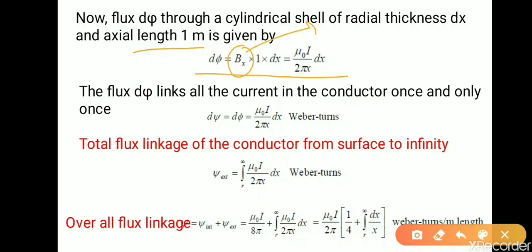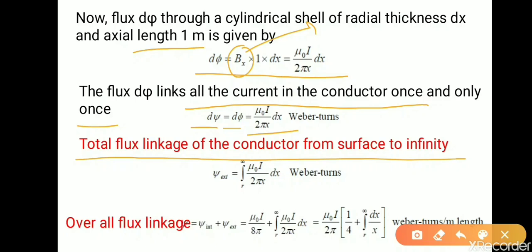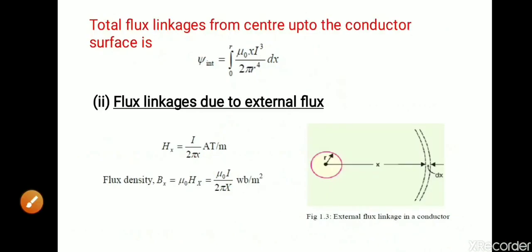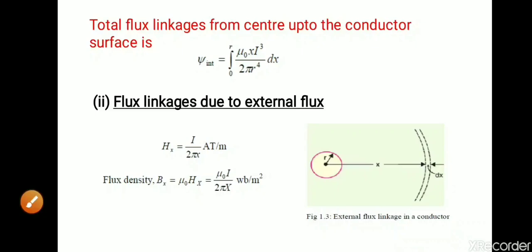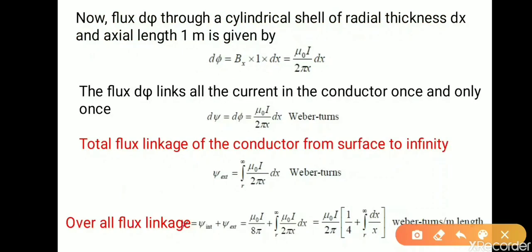So the flux dφ will link all the current in the conductor once and only once. So dφ = dψ = μ₀I/(2πx) dx Weber turns. So the total flux linkage of the conductor from the surface to infinity is given by the integral from r to infinity of μ₀I/(2πx) dx Weber turns.